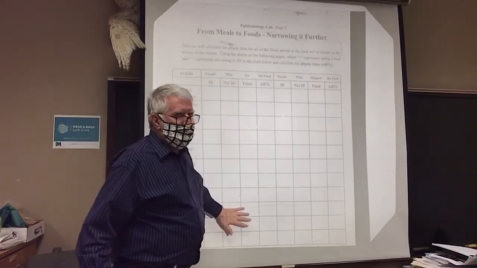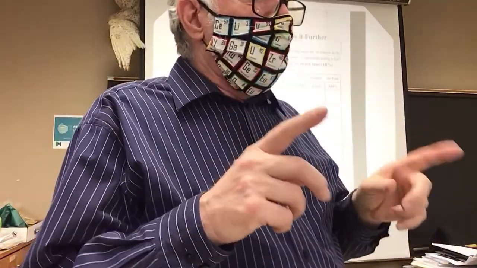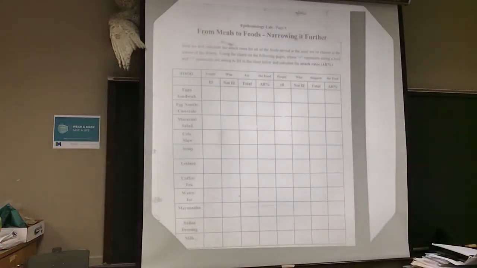We're going to fill this half in, which means everybody that I point to is going to be counting pluses. That's all you're counting right now. You're going to count pluses for the first page and give me that number. Count pluses for the second and third pages together and give me that number. And at some point, I'm going to come back to you and you're going to give me the attack rate. So, tuna sandwich, casserole, mac salad, coleslaw, soup, lettuce, coffee and tea, water and ice, mayonnaise.